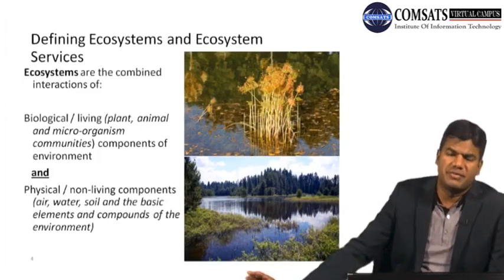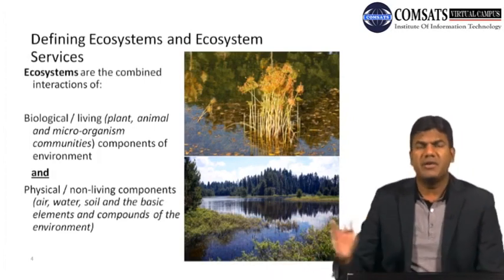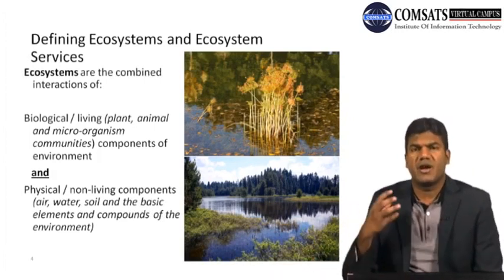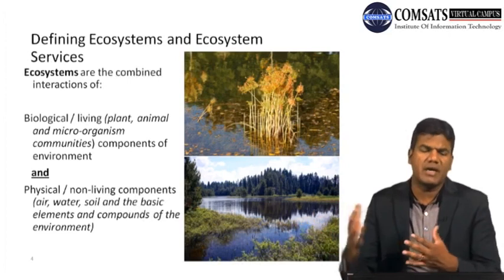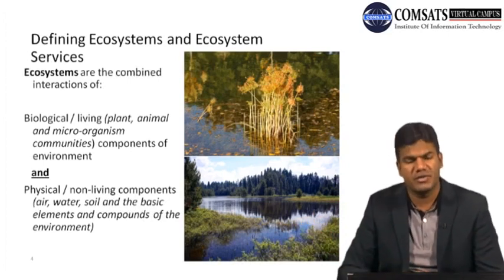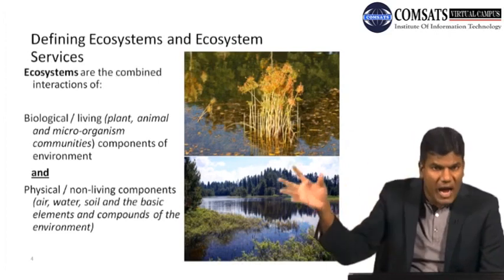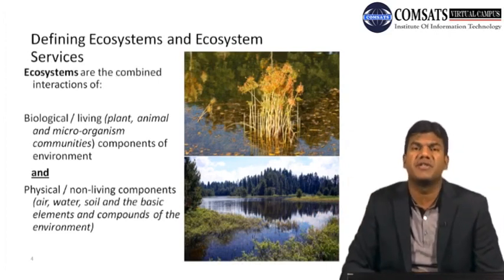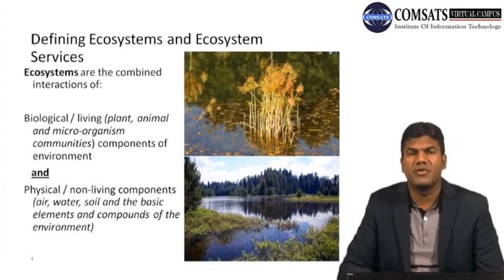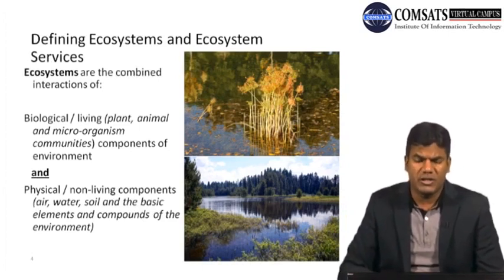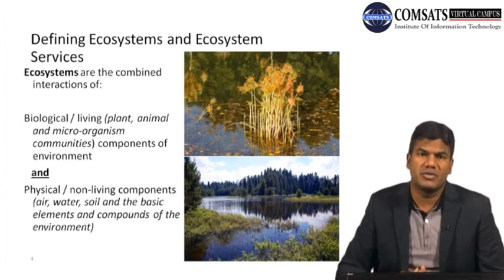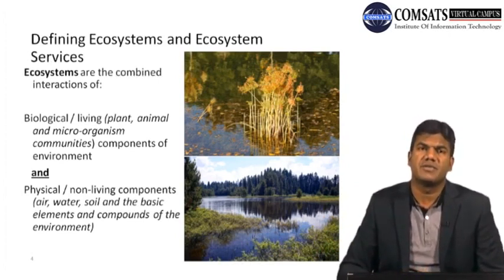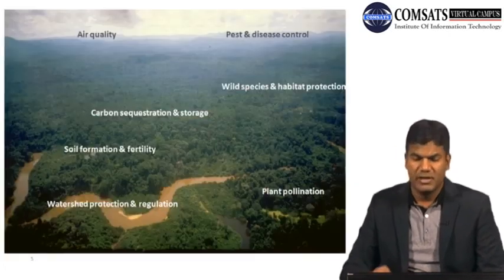about what an ecosystem and ecosystem services are. Well, an ecosystem, as we already know, is a combined interaction of biological components, that is living plants, animals, microorganisms, communities, and the physical components of the environment. So there is a living and a non-living component, and the non-living components are air, water, soil, and the basic elements and compounds of the environment. When humans and nature interact with the environment, we start calling it the ecosystem. So it's basically biological and physical interaction.